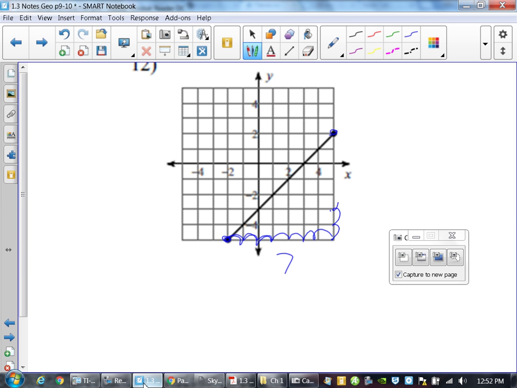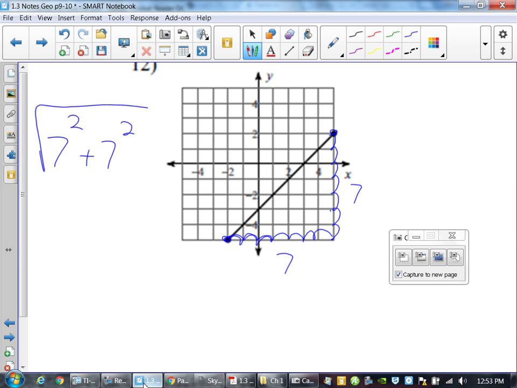1 little, 2 little, 3 little spots, 4 little, 5 little, 6 little spots, 7. So how far is the change in x? How far is the change in y? So it's 7 squared plus 7 squared, and take the square root.